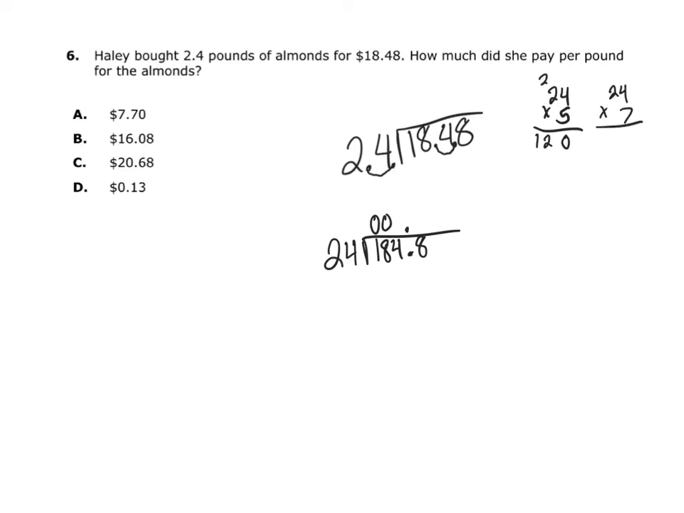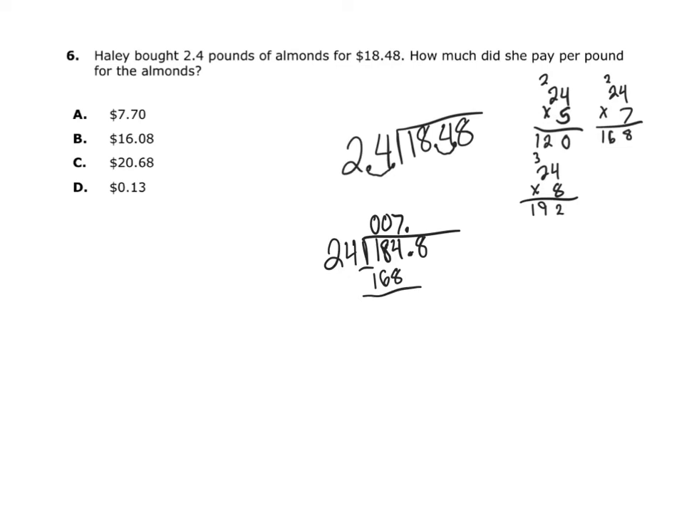7 times 4 is 28. Put the 8, carry the 2. 7 times 2 is 14, plus 2 is 16. 168. It's still low, so let's try 8. It may be too much, though, but we can try it. 24 times 8. 8 times 4 is 32, carry the 3. 8 times 2 is 16, plus 3 is 19. So, yep, that is too high. So, 24 goes into 184 7 times. That is 168. Now we subtract.